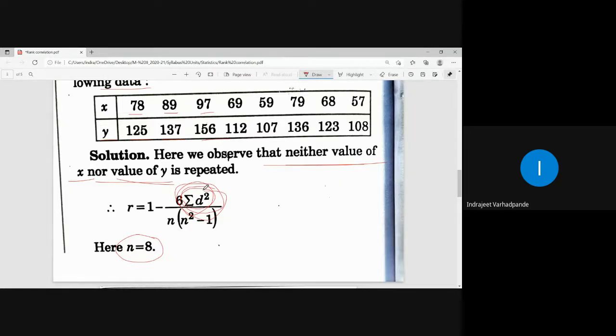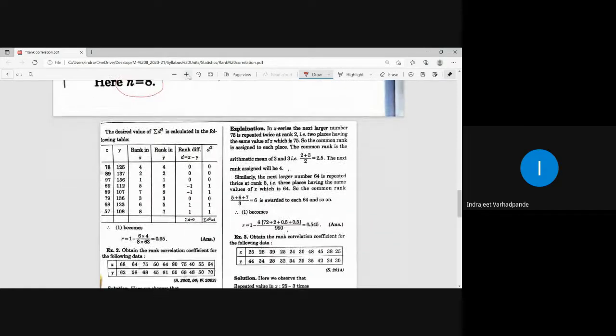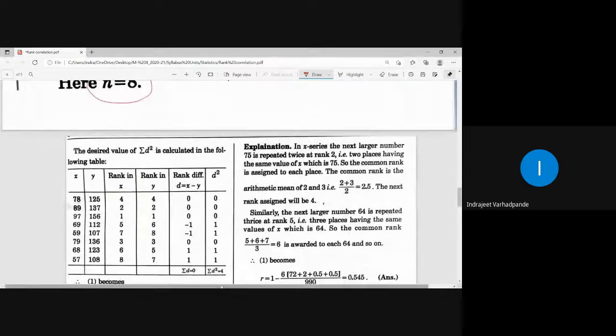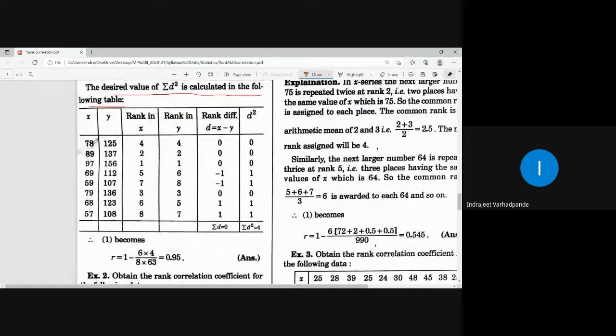So now we prepare a table. In the table, we first write down the values of x as well as y as they are provided. The desired value of d square is calculated in the following table. So the total number of observations is 8: 1, 2, 3, 4, 5, 6, 7, 8. The values of x are written as they are. The values of y are written as they are.